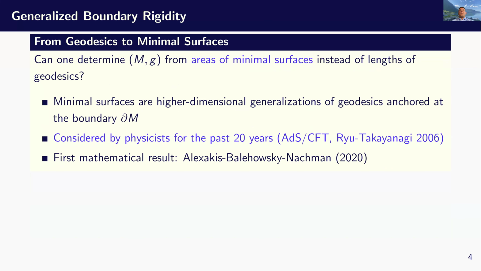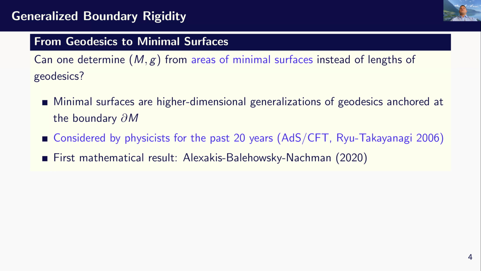Okay, so what is generalized boundary rigidity? Now in this generalized boundary rigidity, we ask if the manifold (M,g) is determined by areas of minimal surfaces instead of lengths of geodesics. I will define what minimal surfaces are, but you can think of minimal surfaces as higher dimensional generalizations of geodesics. And here the minimal surfaces start from the boundary of M, and they span inside.